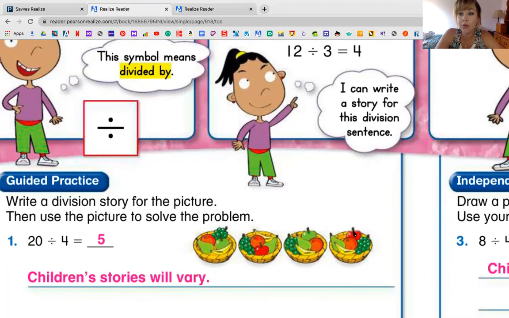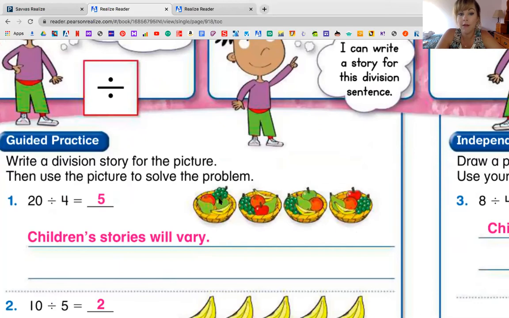Guess what? You can turn this into a repeated addition. 5 plus 5 plus 5 plus 5 equals 20. Or there are 4 groups of 5, so 4 times 5 equals 20. Since you know that fact, if you look right here, they use the number 20, they use the number 4. The only number that's missing is 5, okay?